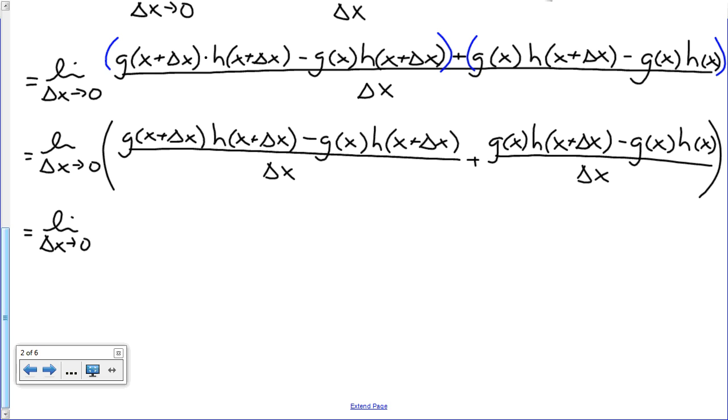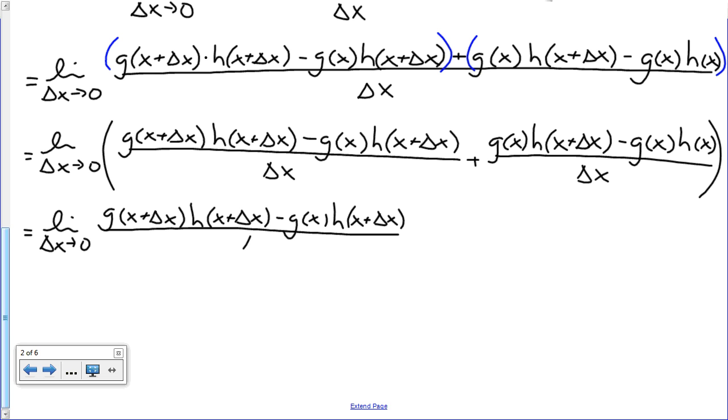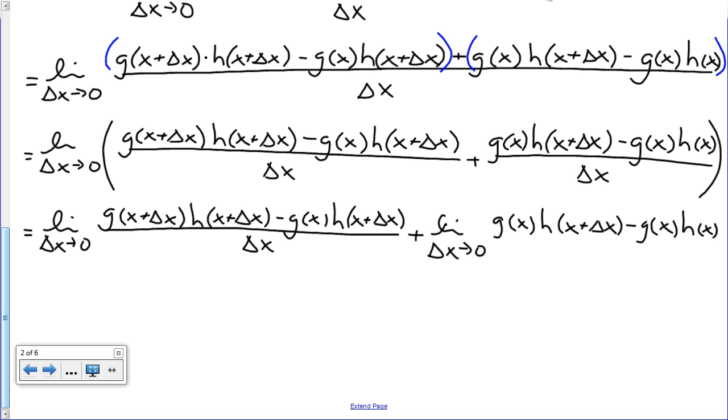the limit as delta x goes to 0 of g of x plus delta x times h of x plus delta x minus g of x times h of x plus delta x. And that's all over delta x. That's the limit of the first function plus the limit as delta x goes to 0 of the second function here, g of x times h of x plus delta x minus g of x times h of x. And that's all divided by delta x.